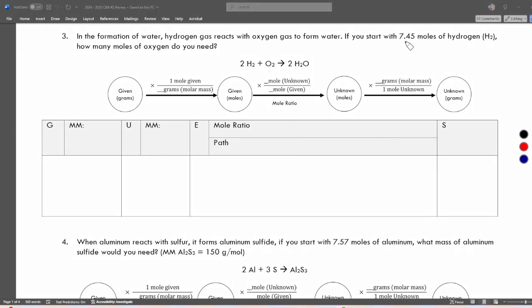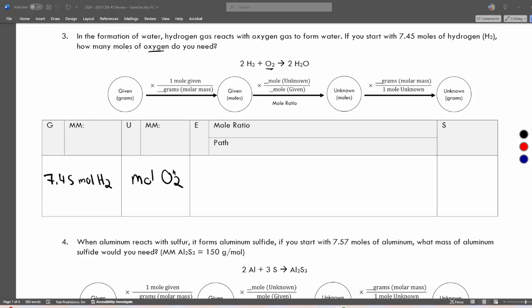Let's write our given. They've given us 7.45, and when we're doing stoichiometry with this big map here, we have to put our substance. So we have 7.45 moles of H2. And then it says our unknown: how many moles of oxygen? We need both of those things. And don't forget, this is oxygen here, O2. So our unknown is moles of oxygen. They didn't give us any molar mass, so we're not going to worry about that right now.